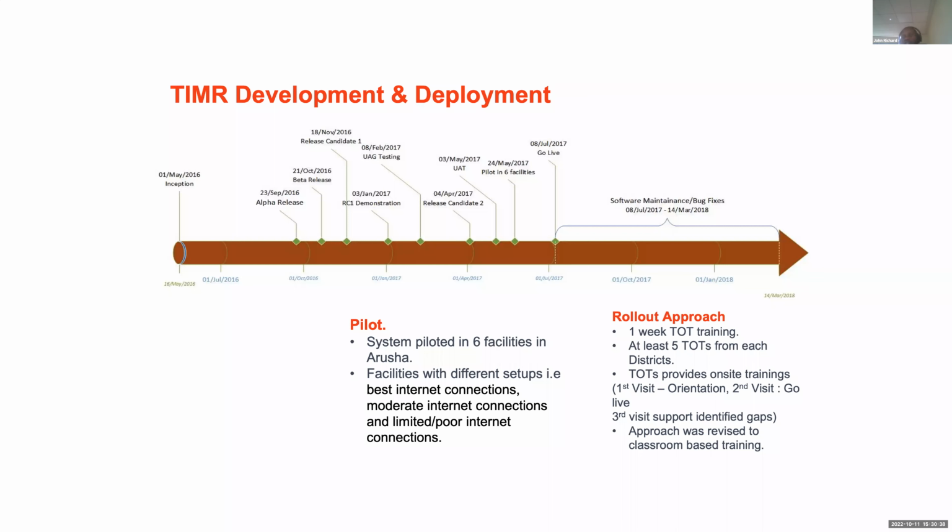So it is always important to select a few facilities, because if you go to the whole country without testing in a few facilities, it will be really costly to go back whenever something goes wrong. And then after the piloting, the system was rolled out to one region that was selected.